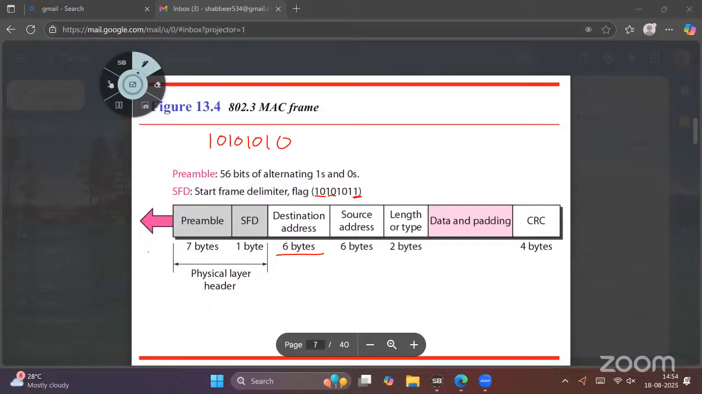6 bytes at any bits. Square and reduce. 48. 6 times 8 is how much? 48. 150 is equal to how many bits? 8 bits. 6 into 8 is 48.